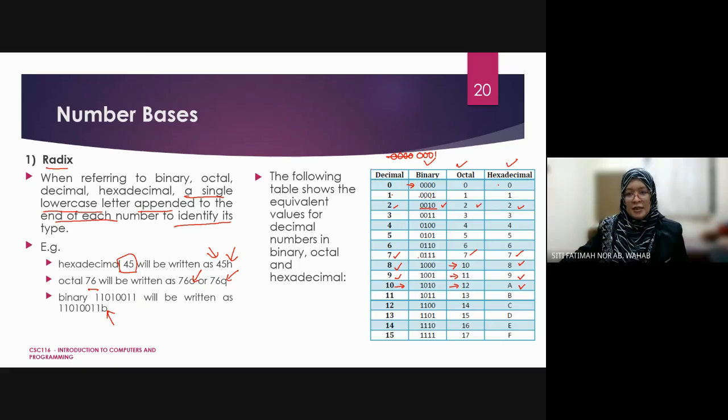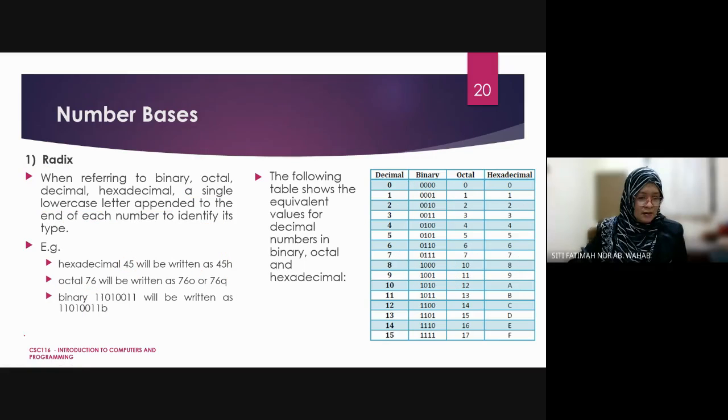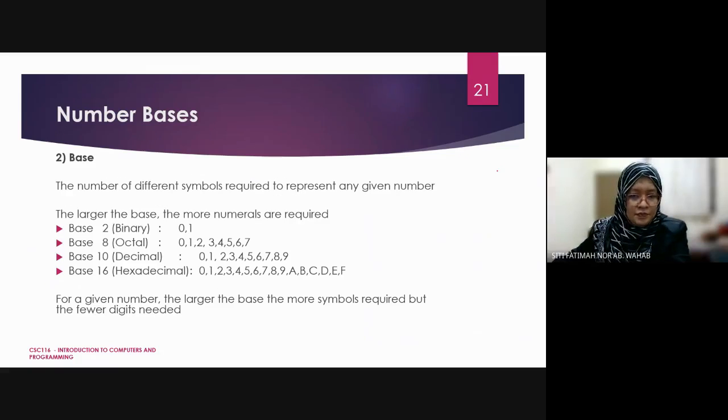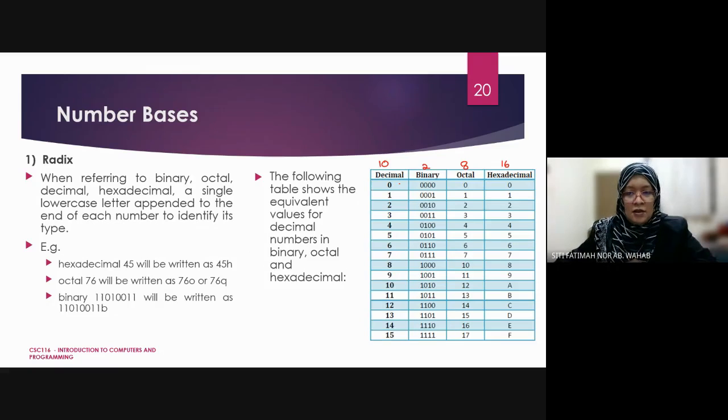In general, decimal is base 10. Decimal is base 10, binary is base 2, octal is base 8, hexadecimal is base 16. Base 10 means you have 10 numbers from 0 until 9. Binary we only have 2, so 0 and 1. Octal we only have 8, 0 until 7.